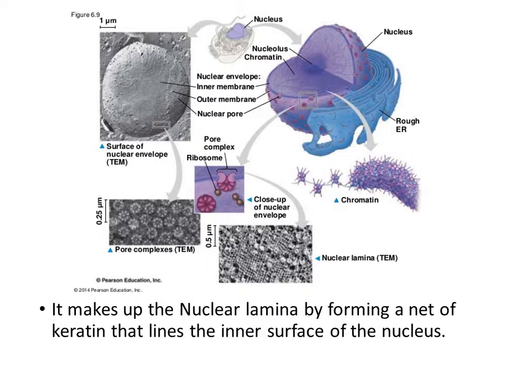The intermediate filament makes up the nuclear lamina by forming a net of keratin that lines the inner surface of the nucleus. If you look in this image below, you can see the nuclear lamina. This was taken from a transmission electron microscope. It is nothing more than a net of keratin molecules.